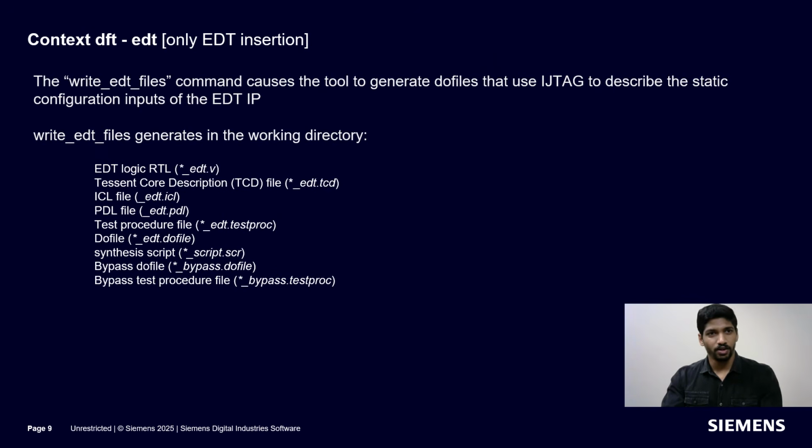This is the second way how you can insert EDT in your design using Tessent TestCompress tool. You need to set the context to DFT EDT, and then you need an extra command called write EDT files in order to generate all the files like edt.v, the newly inserted design, tcd, ICL, PDL, testproc, etc. You need all these files in order to enable IJTAG to set up this instrument.